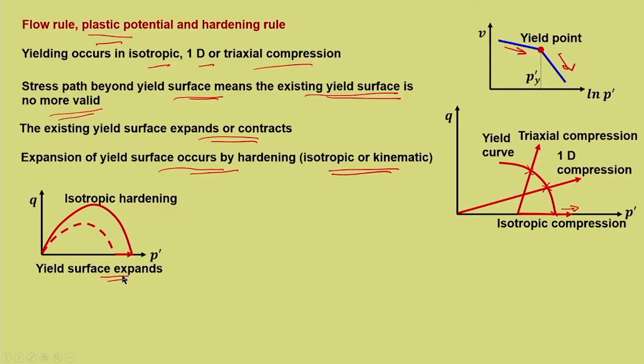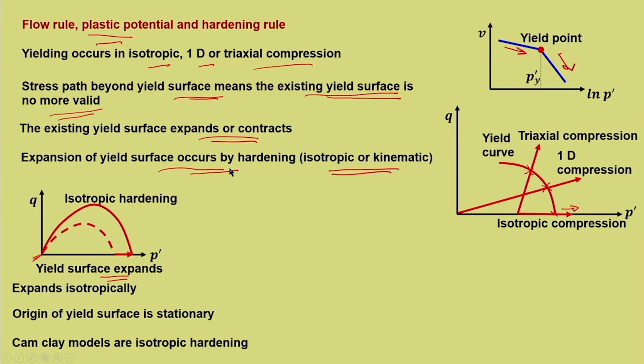and that is what we will be using, because the Cam-Clay model and the modified Cam-Clay model use the concept of isotropic hardening. Now, what do you mean by isotropic hardening? It is simply the increase in size of the yield curve as the effective stress path crosses beyond the existing yield curve. So, the yield surface expands isotropically. The origin of the yield surface is stationary, this point is not going to change. Cam-Clay models, that is both Cam-Clay and modified Cam-Clay models, they are following isotropic hardening.